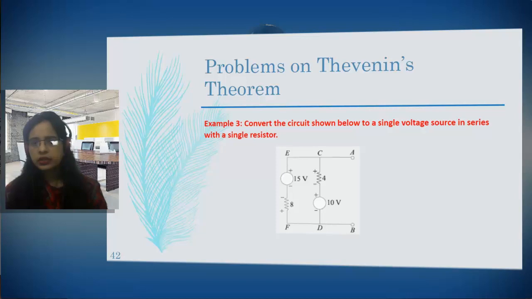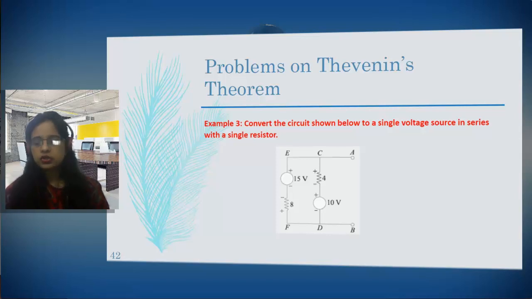So first let us see this numerical. Convert the circuit shown below to a single voltage source in series with a single resistor. Okay, this circuit is given. Whenever this type of question is asked, you will have to understand that this is nothing but the application of Thevenin's theorem, because only by using Thevenin's theorem can you convert a circuit to a single voltage source in series with a single resistance. So indirectly it is saying to apply Thevenin's theorem. Okay, so this is the circuit given.